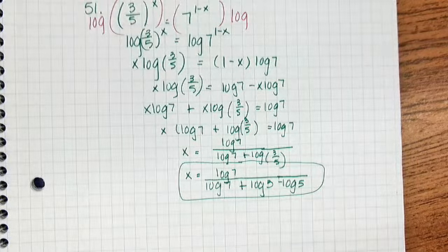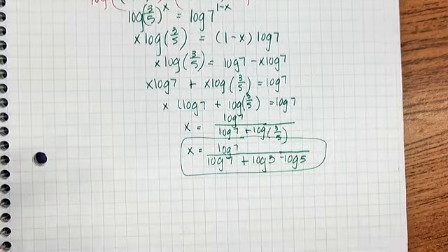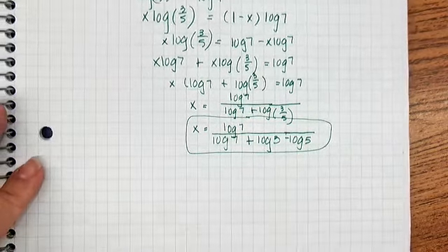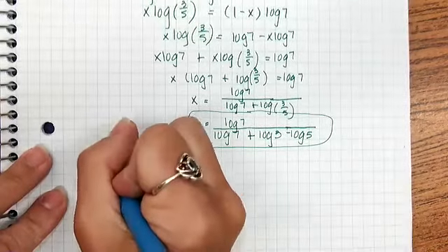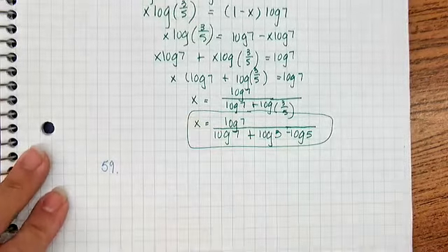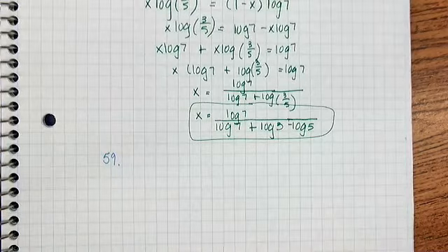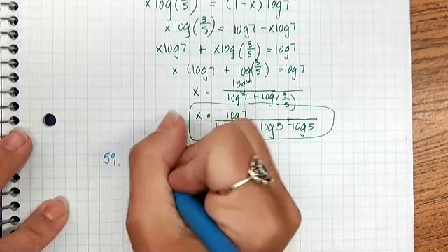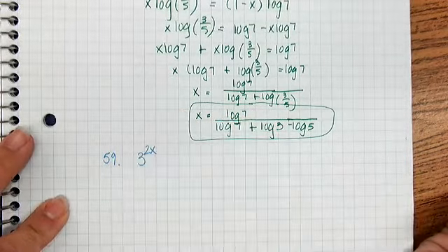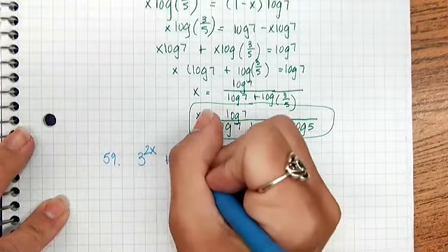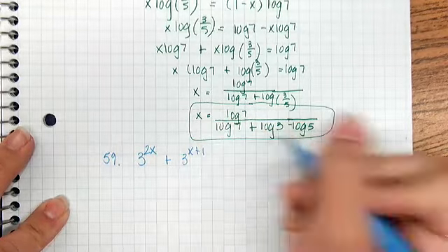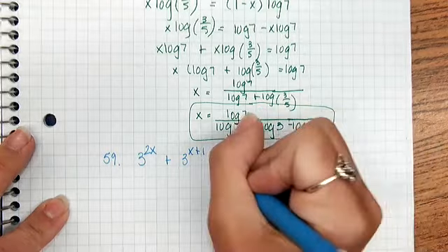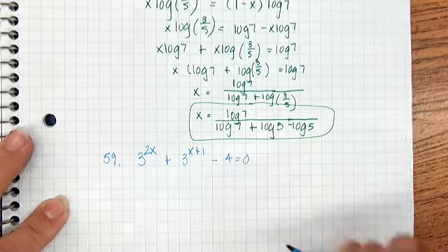Next, we're going to do 59. 59 is definitely funky. So 59 says 3 to the 2x plus 3 to the x plus 1 minus 4 equals 0.